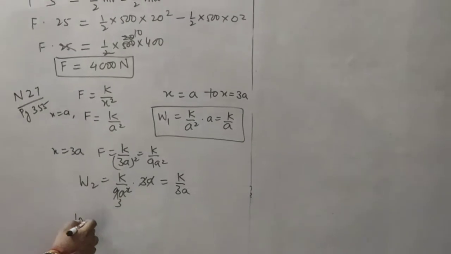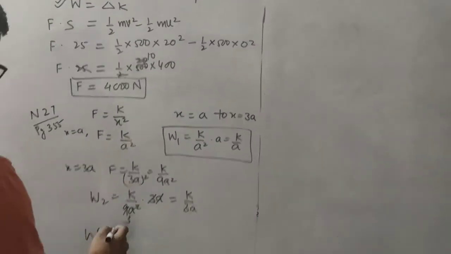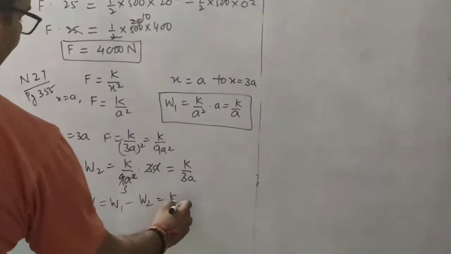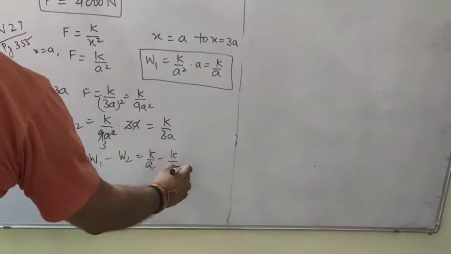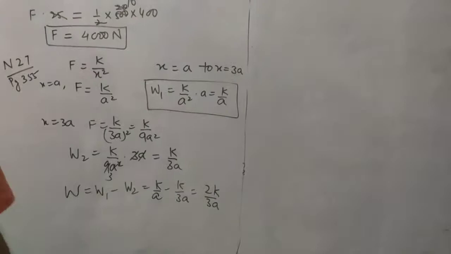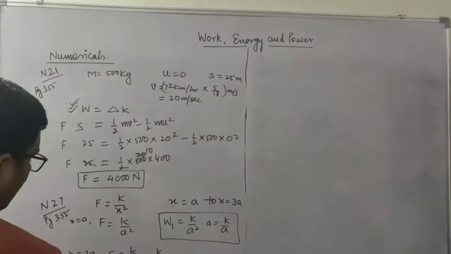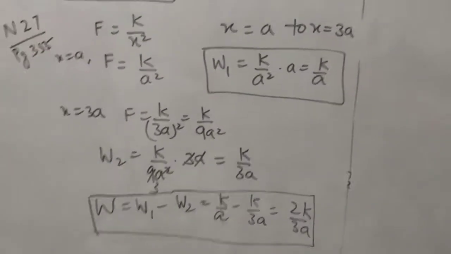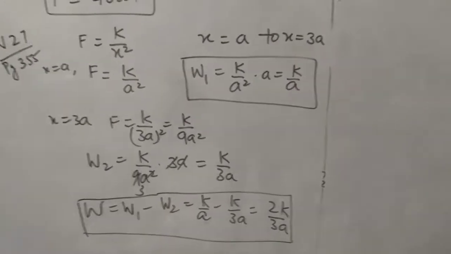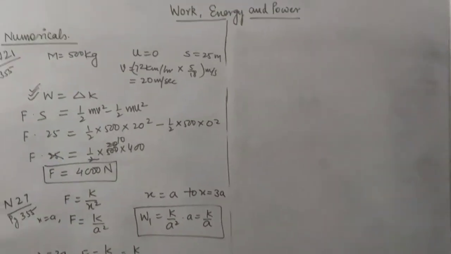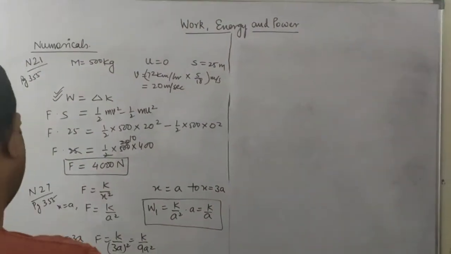So what is the net work done? Net work done is W1 minus W2, so that is k by a minus k by 3a. So you are left with 2k by 3a. This is the work done in this case. This is an interesting question. So this is numerical number 27. Now let us move to another numerical, that is numerical number 31.